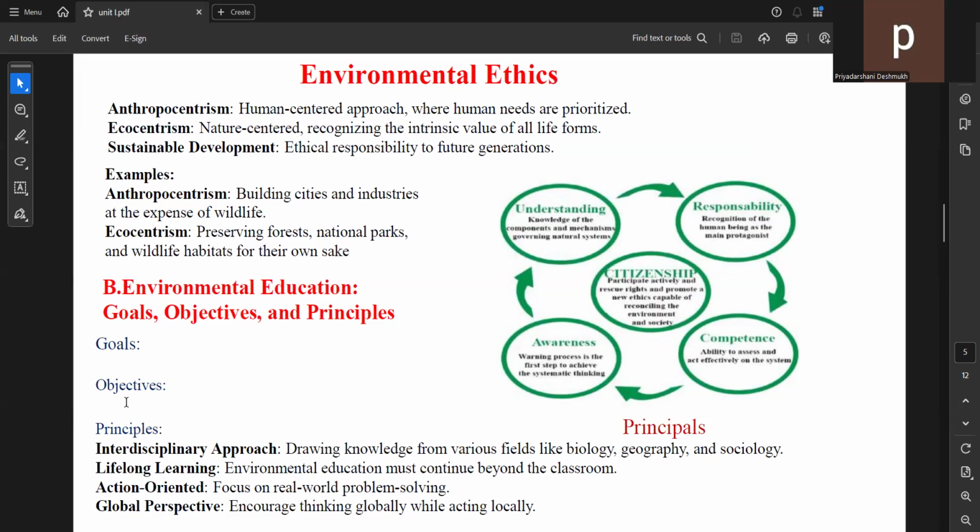In anthropocentrism, there is a human-centered approach, where human needs are prioritized. In ecocentrism, it is nature-centered, recognizing the intrinsic value of all life forms. In sustainable development, there is the ethical responsibility towards future generations.